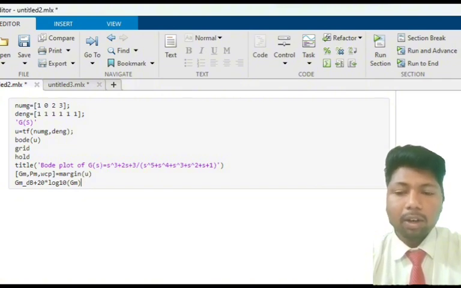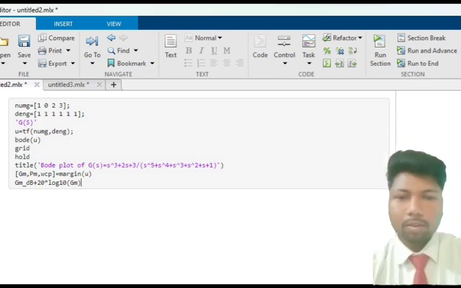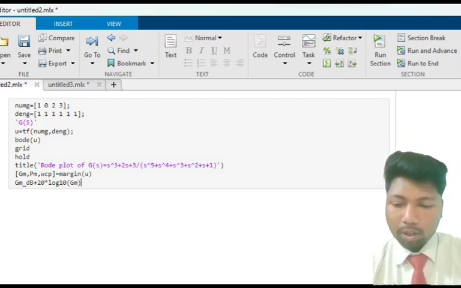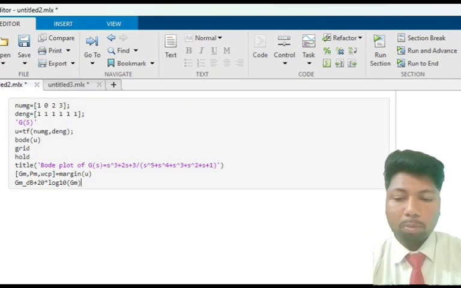Next, what is meant by a Bode plot? A Bode plot is a graph of the frequency response of the system. It is usually a combination of a Bode magnitude plot, expressing the magnitude usually in decibels of the frequency response, and a Bode phase plot, expressing the phase shift. Next, we have to learn the program for the Bode plot.